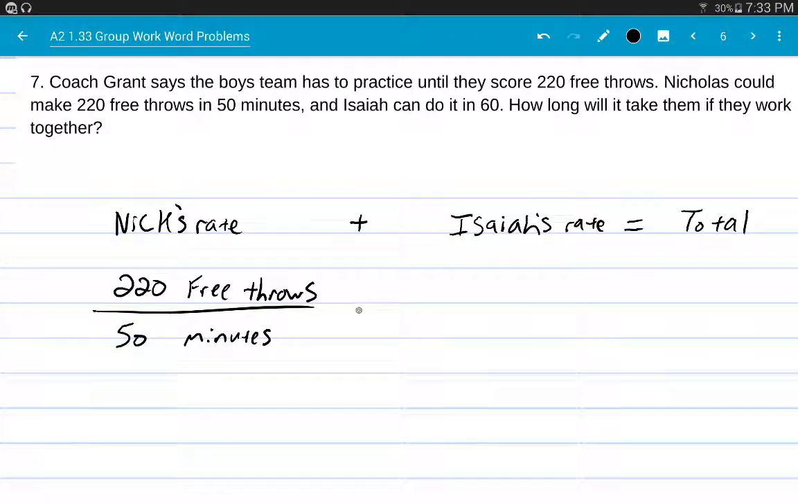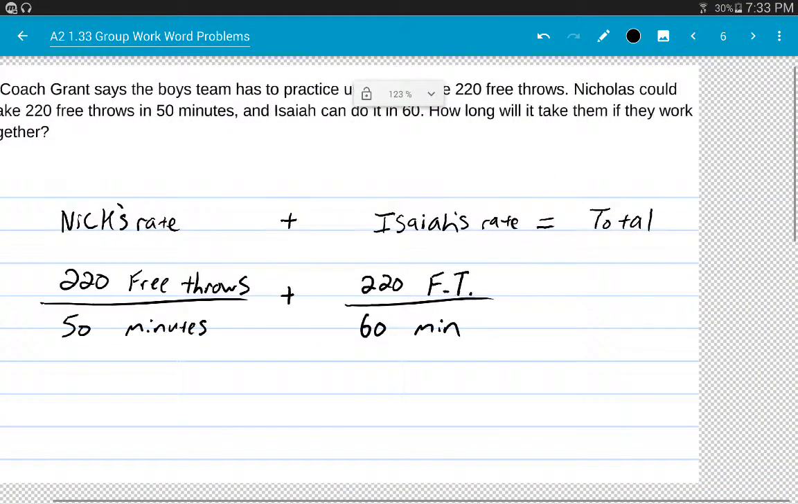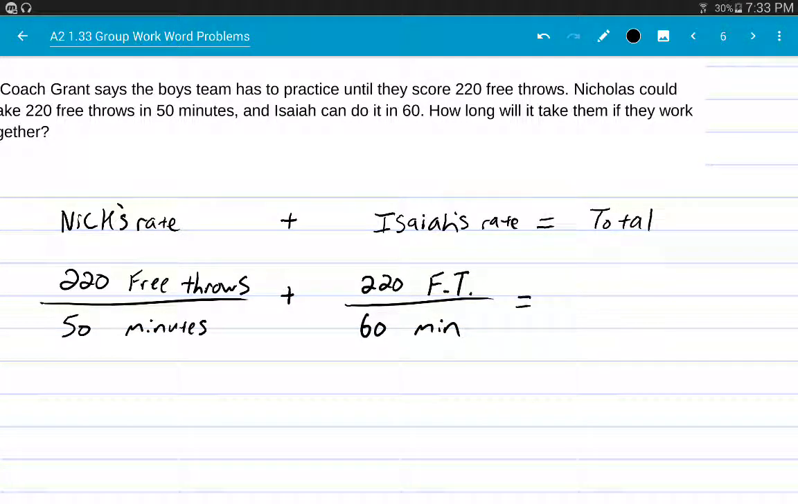Now we need to add Isaiah in here. Isaiah can do 220 free throws over 60 minutes. And now combined, they're still going to be scoring 220 free throws. We just don't know how long it's going to take them. Once they finish their 220 free throws, Coach Grant will let them leave. But we don't know how long it's going to take them, so that's x minutes.